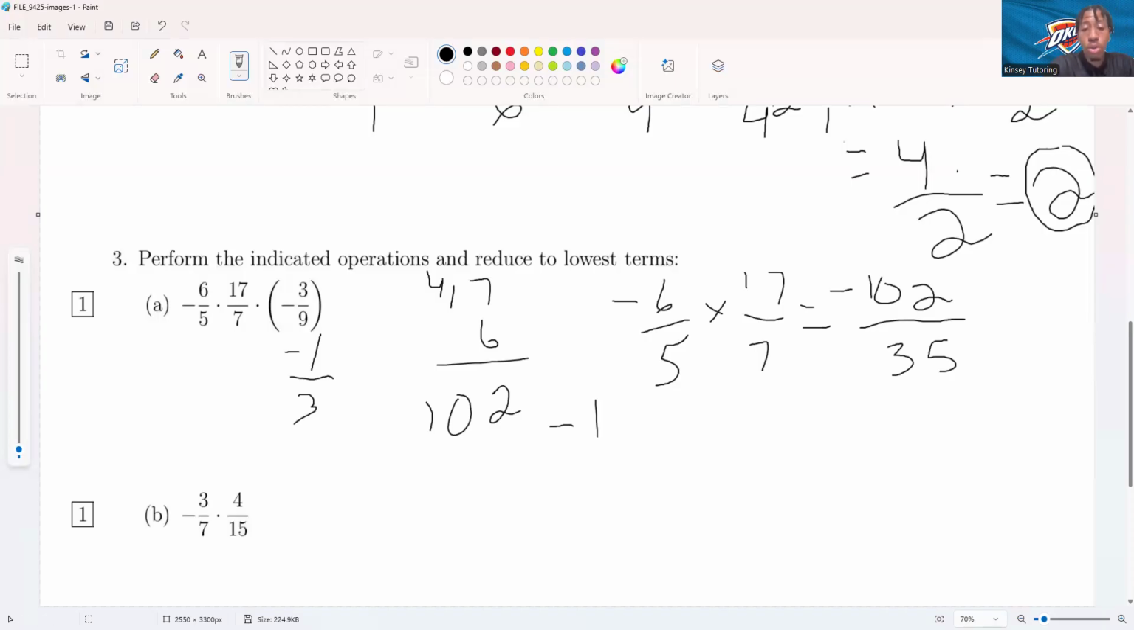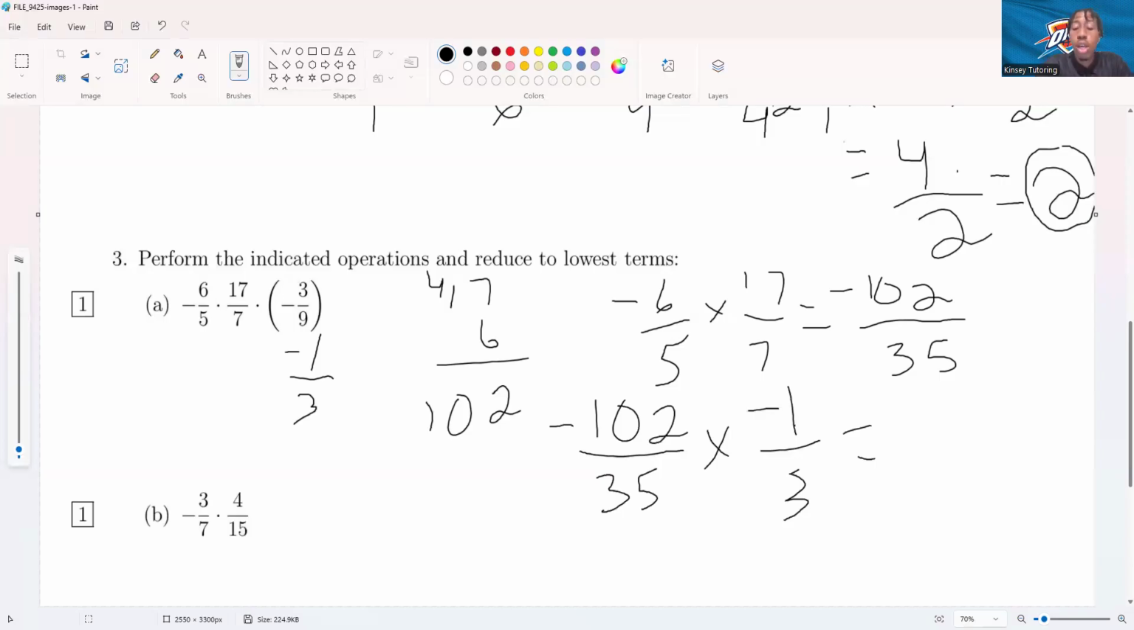So we do negative 102 over 35 times negative 1 over 3. Okay. And then once again, we can do the same cross multiplication, right? So 1 and 35, they stay the same really because one goes into 1 one time, and then one goes into 35, 35. So those stay the same.